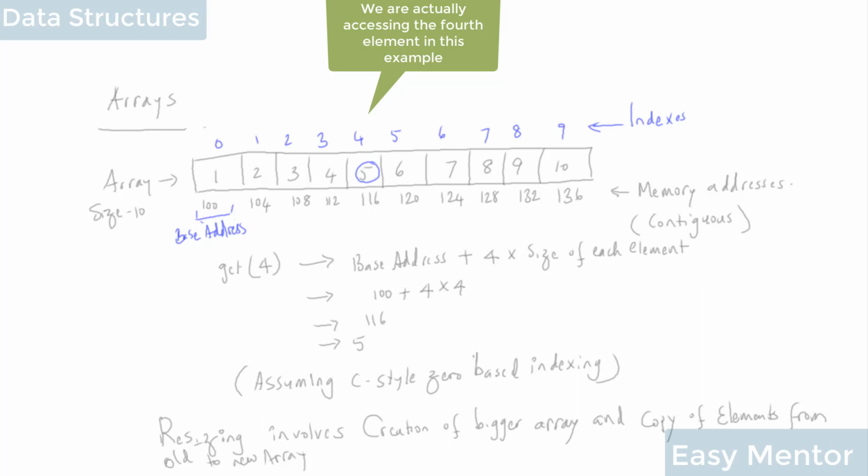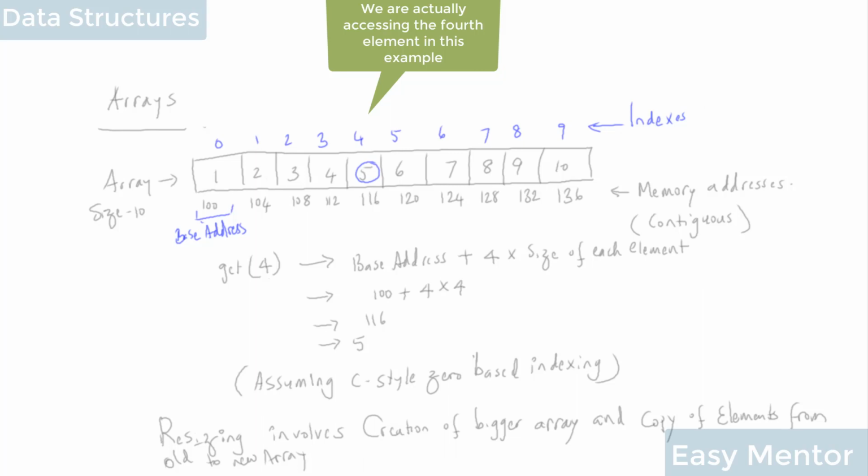It's generally an order of one operation, if you're familiar with asymptotic complexities in algorithms, which means that irrespective of the number of elements present in the array, it takes constant time to get an element out of the array. So this gives you very fast index-based access.